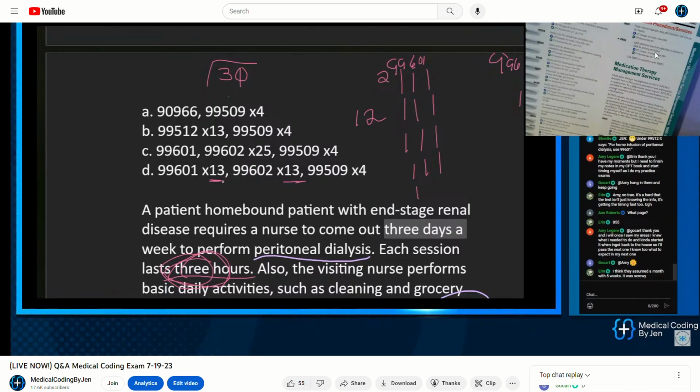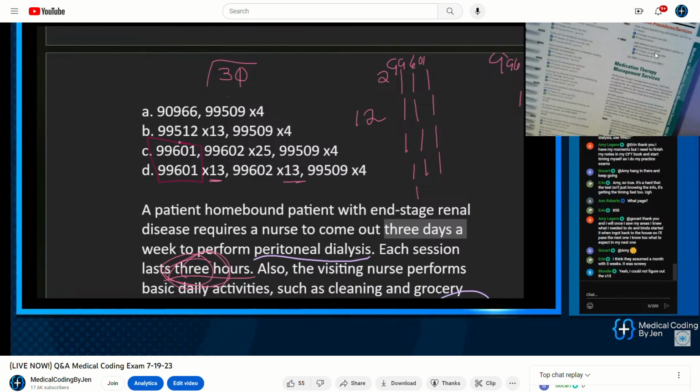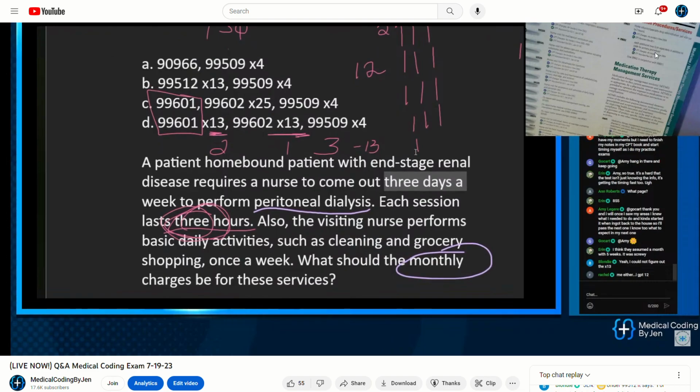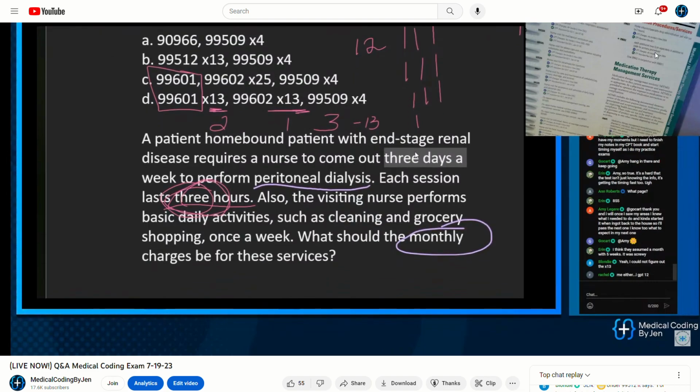If I know it's peritoneal, I know it's an infusion dialysis, it can only be one of these two. I know I have to times this one by 13 and this one by 13 to get my total hours, because this is just 2 hours each day. This will account for the extra hour. That makes 3 hours times 13 visits. So that's super handy dandy.